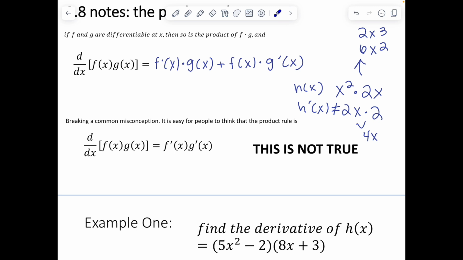And so the big common misconception that I want you to break is that the derivative of two functions multiplied by each other is not the derivative of each piece multiplied by each other. This is not true, okay? So this is not true at all. Do not do that. That's going to be the biggest place you can make a mistake.